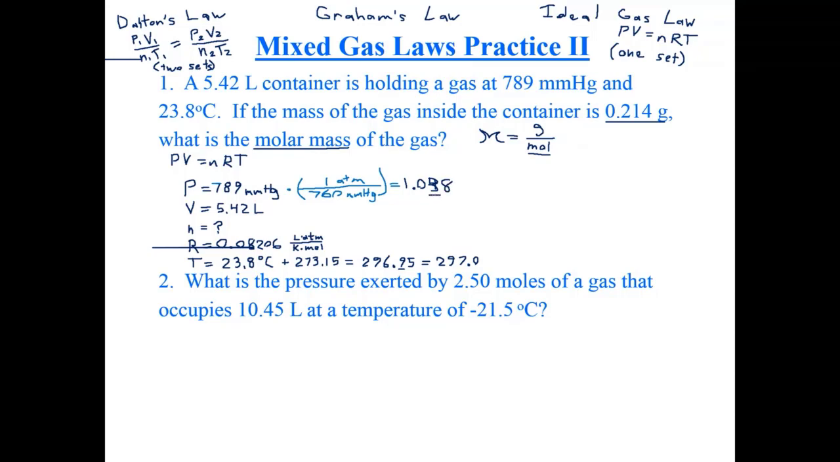Okay, so 1.038, we'll keep that there, and we'll just note that that's 3 significant figures, and pardon my sloppy writing. And now we have PV is equal to nRT. We can solve for n just by dividing both sides by RT.